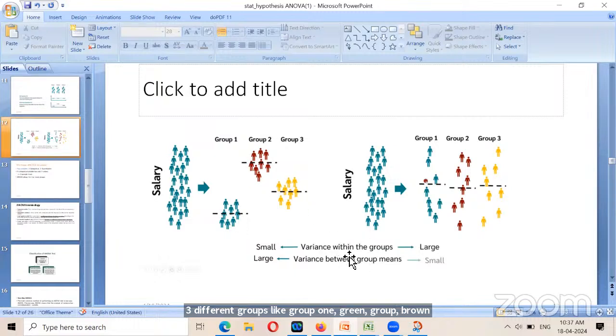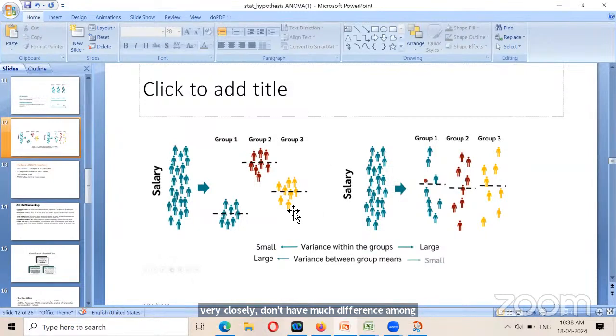So when it comes to variance within the group, it is very small. If you look at the green group of people, they are very closely put together, so there is not much variance among them. So variance within the group is very small in the first picture. Same for group 2, shown in brown color, and group 3, in yellow color. All these groups are very closely put together. They don't have much difference among them.